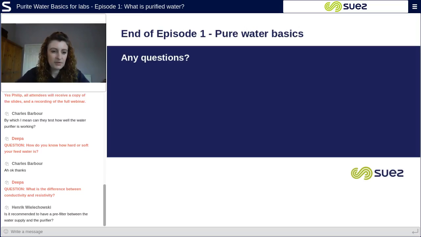Is it recommended to have a pre-filter between the water supply and the purifier? This depends on your feed water. If you think about water around the world, each country's feed water will be of different types. Some feed water might have higher sediment or higher total dissolved solids. So sometimes we would recommend a feed water analysis, so we can find out if the water has, say, high organics or high sediment, and then figure out if the water needs pre-filtering before it enters the water system.